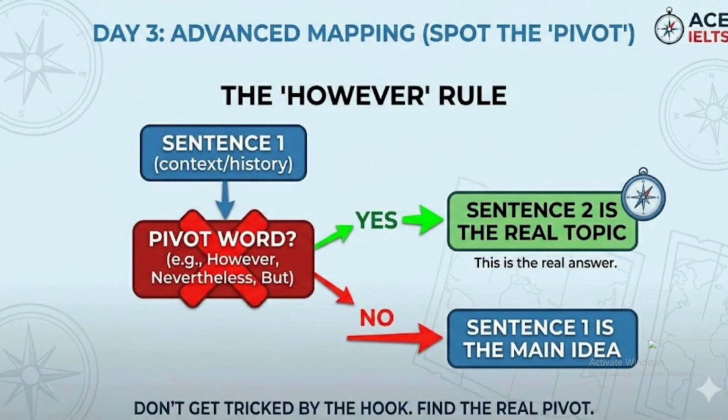Now, sometimes the first sentence is just a hook. It gives you history or context. How do you know if sentence 1 is lying to you? You look for the pivot. If sentence 2 starts with a word like however, nevertheless, or but, the writer is changing direction. In this case, sentence 2 is your real topic sentence. If you miss the pivot, you pick the wrong heading every single time.